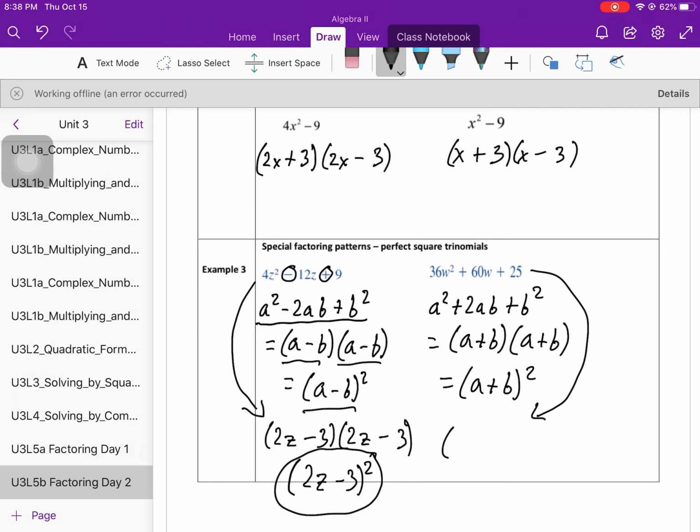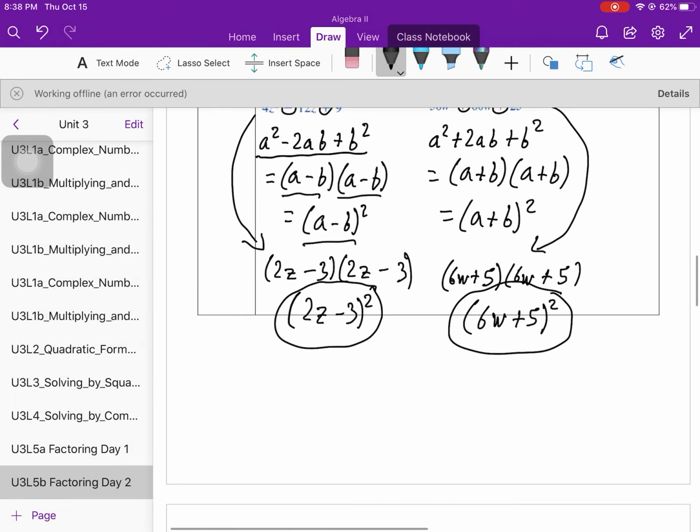Okay, then we got the next one, which I'm going to do down here. This one we recognize the perfect squares: 36w squared comes from 6w, 25 comes from 5. And then signs are the same, both positive, so we put plus, plus, which becomes 6w plus 5 squared.